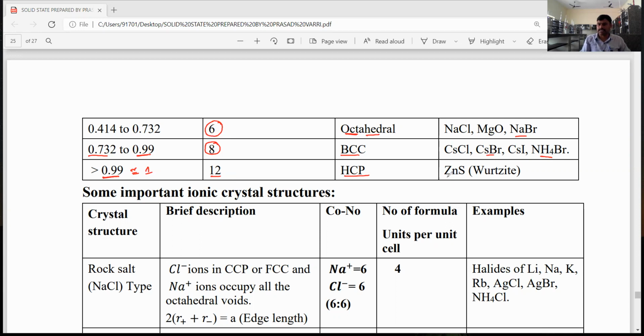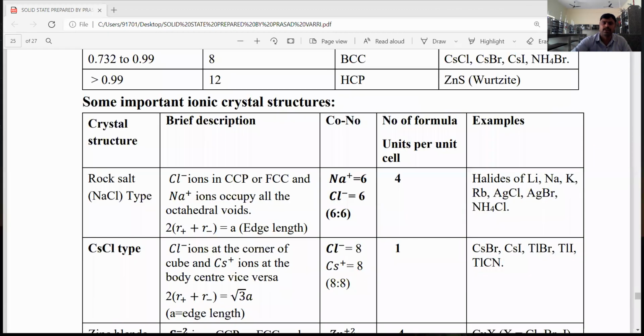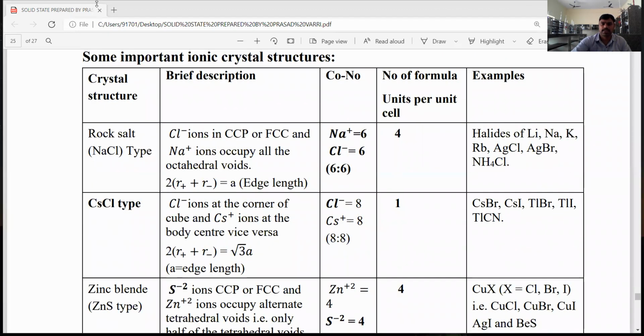Example, ZnS: zinc sulfide as wurtzite, whose molecular formula is ZnS only. Zinc blende's molecular formula is also ZnS, but zinc blende has an FCC crystal structure and wurtzite has an HCP crystal structure. Okay, some important ionic crystal structures we need to discuss, dear students. Those are also asked directly in NEET and JEE examinations. These additional points are important for NEET and JEE examinations only.